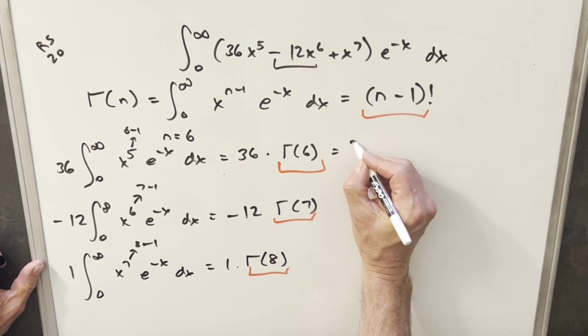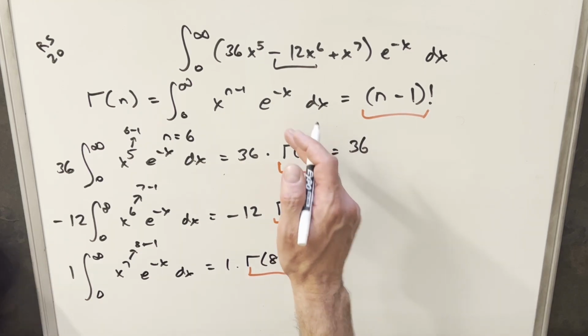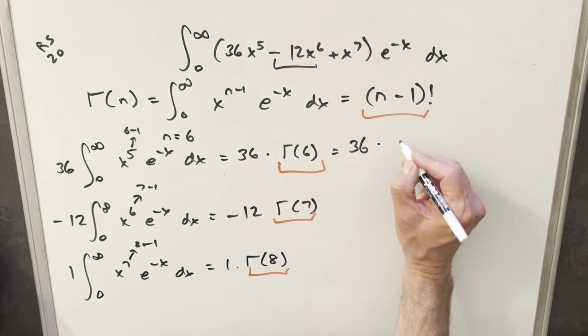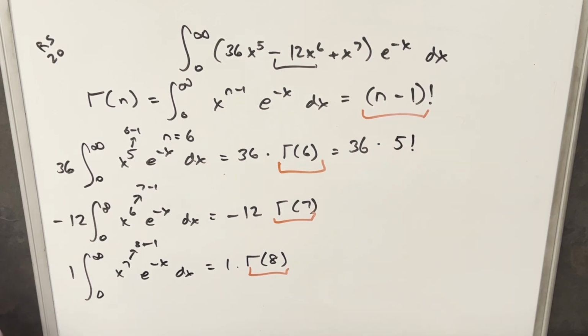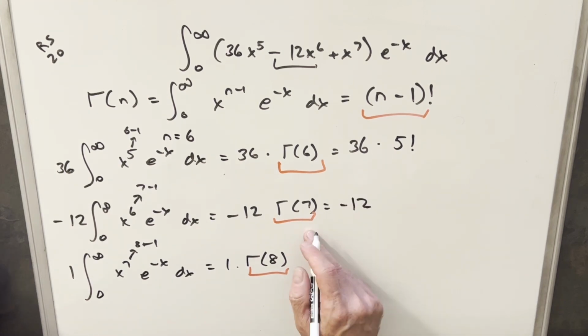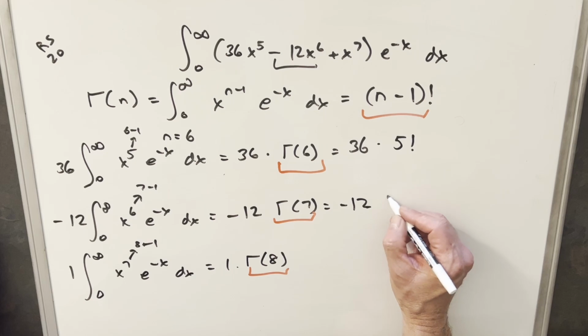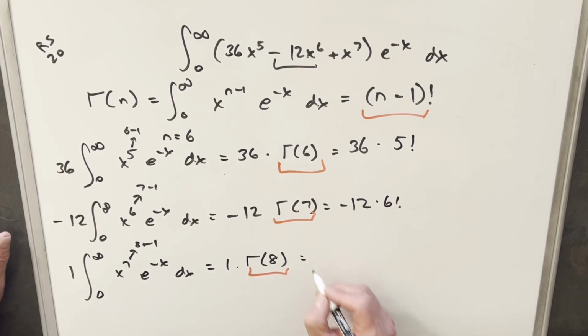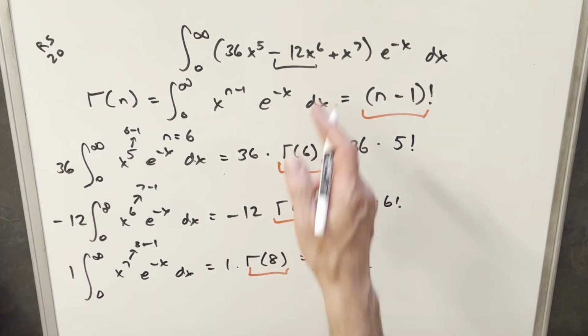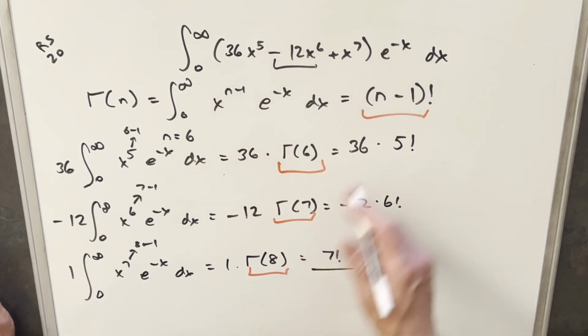For our first one, we're going to have our 36 up front. For gamma of 6, we'll use n minus 1, so that's going to be 5 factorial. So this is going to be 36 times 5 factorial. Then for this next one, we'll have our minus 12 out. Again, gamma of 7, n minus 1 is going to be 6 factorial. And then for this one here, this is going to be just 7 factorial. And again, we just need to add all this stuff up, right? Because originally this was all in one integral being added up, so we're just going to need to sum this.